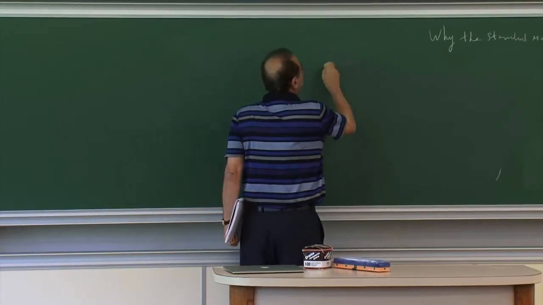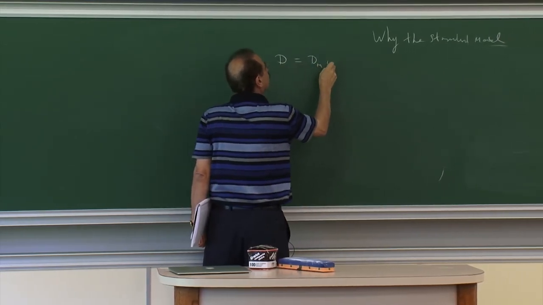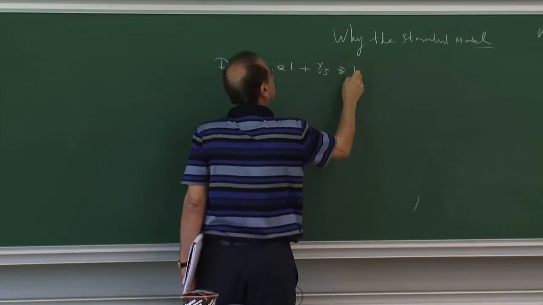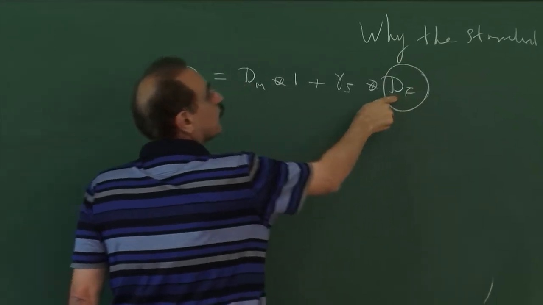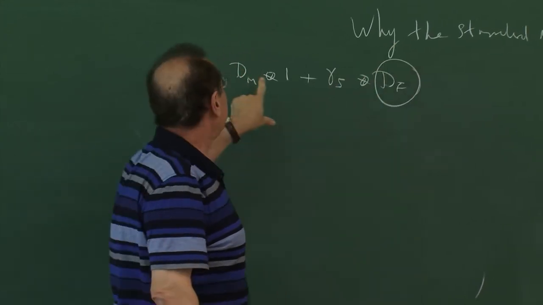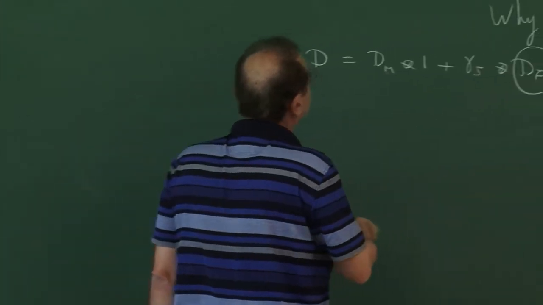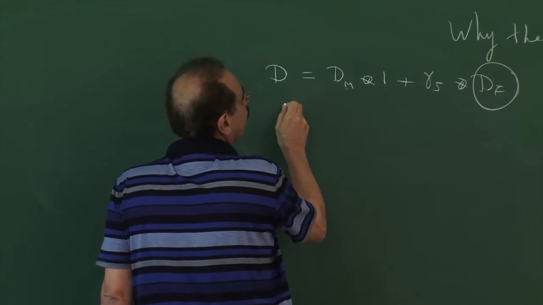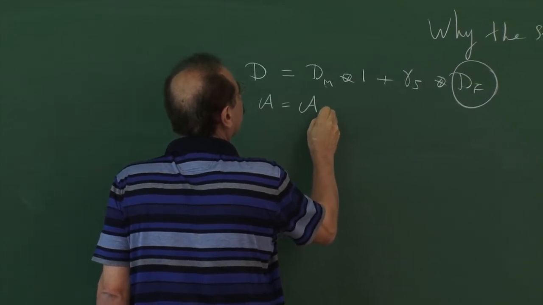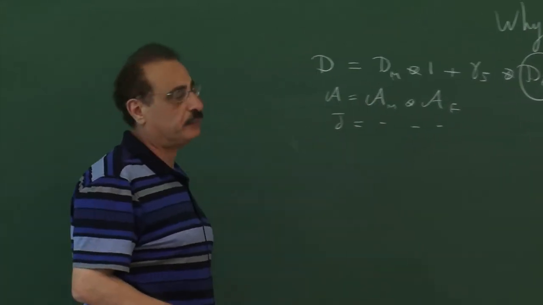Now, remember I said that the Dirac operator of the full non-commutative space is equal to the Dirac operator of the manifold cross 1 plus gamma 5 cross DF. What I was talking about up to now is the DF. We know now exactly how the DF looks. DM, of course, we know because it is the Dirac operator of the usual, say, Riemannian manifold. And similarly, we can say A equals A of the manifold cross AF. And J, everything is a product, actually. Don't have to write it down.